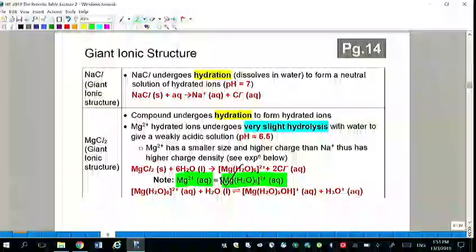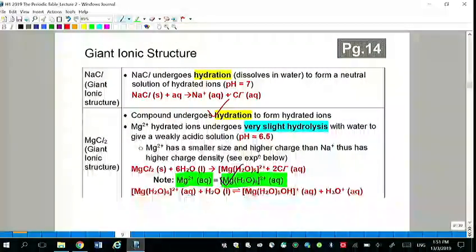Very quickly, running through again, what happens is that the compound will undergo hydration, followed by very slight hydrolysis. Take note of the word slight hydrolysis. Why slight hydrolysis is because the Mg2+ has a moderately high charge density, a higher charge density as compared to your sodium ions. So that is why for sodium chloride, it does not undergo hydrolysis, but your Mg2+ is able to undergo hydrolysis.